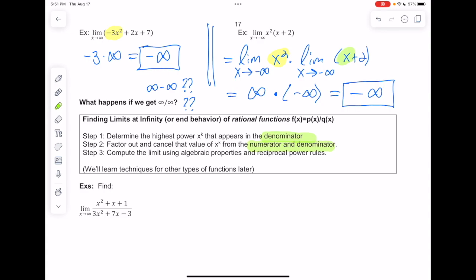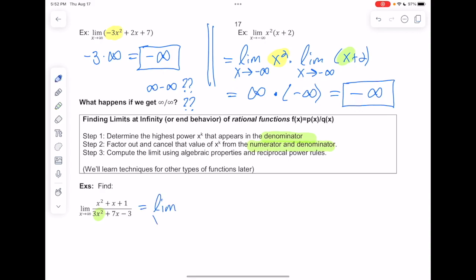So let's try and apply that down to this example below. Let's find the limit as x goes to infinity of x squared plus x plus 1 over 3x squared plus 7x minus 3. So what's the largest power of x in the denominator? X squared. So I'm going to factor that out of the numerator and denominator.